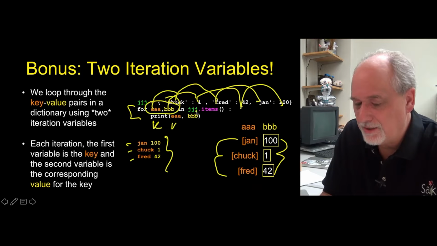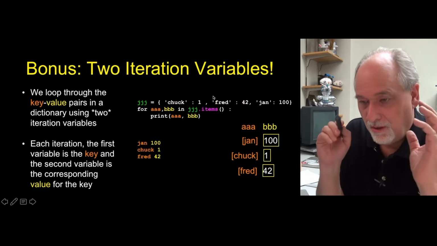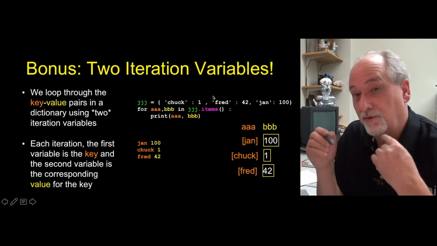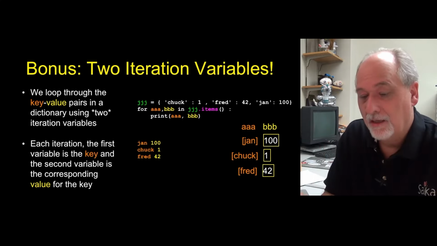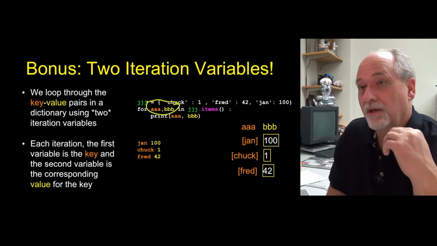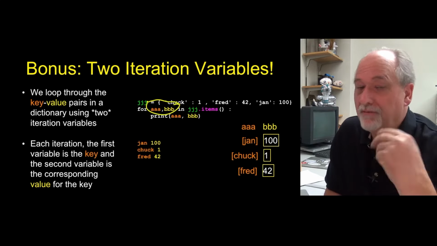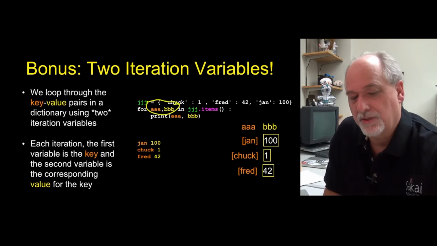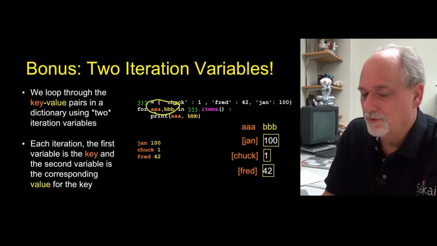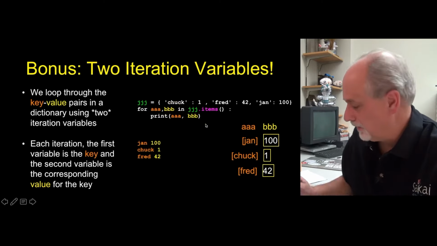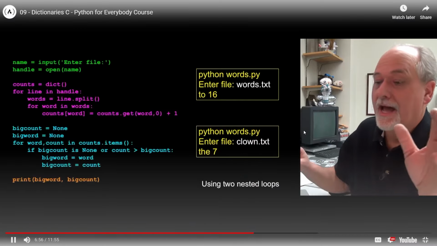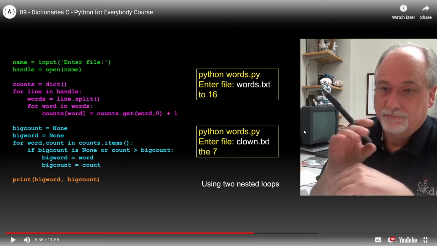You just have to say items. If you don't say items, you just get the keys. If you say items, you get the key value pairs, and you have to have two iteration variables. If you use items without two iteration variables, it'll complain, saying I'm giving you two things and you don't have two variables to receive them. So two iteration variables and items are basically related. Now, that's interesting. I think we could do all kinds of things with that.